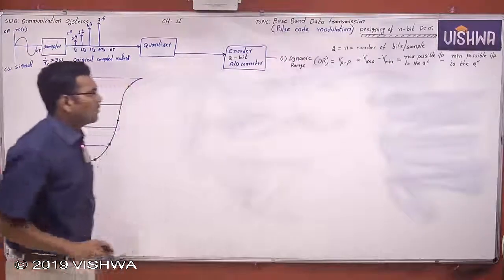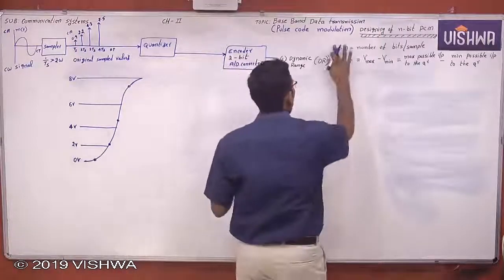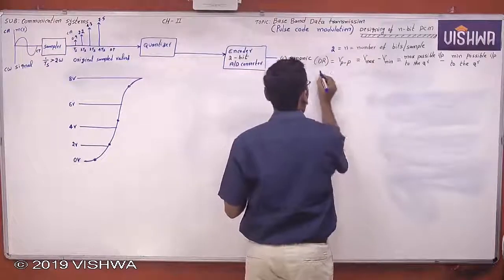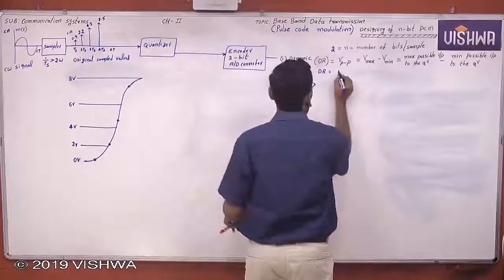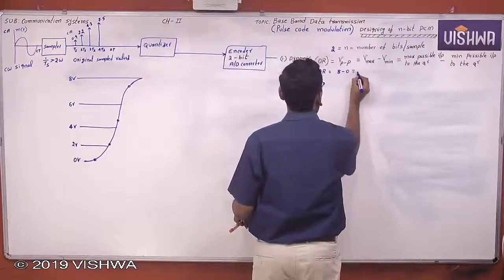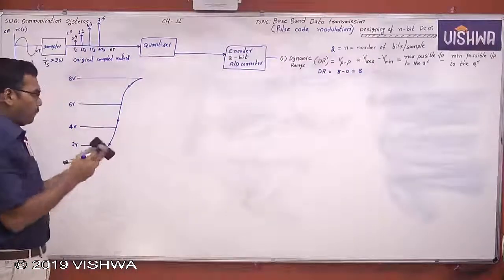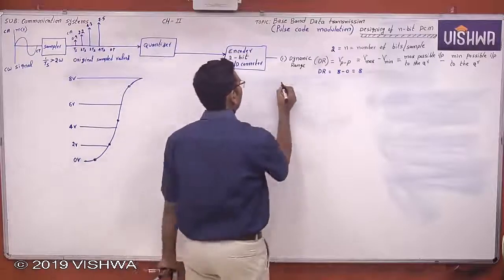Okay, now take this example. In this example, n value is 2. Now in this example, the dynamic range is V maximum minus V minimum, 8 minus 0, which is equal to 8. Okay, now second step.